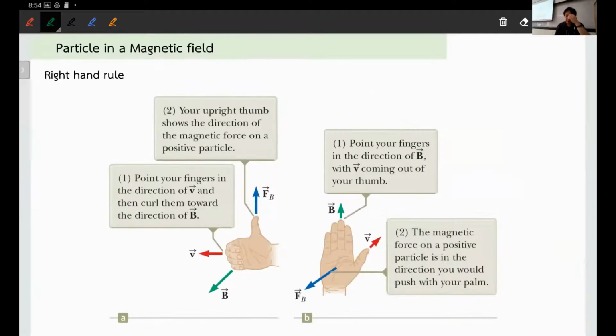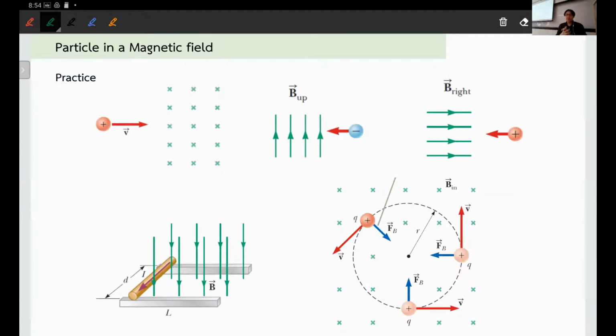Very good. Now let's practice. If you understand this, it will lead you to the question in the final. Okay, let's try. The first case: there is a positively charged particle traveling from left to right into a magnetic field pointing into the page. The direction of the force would be which direction, guys?